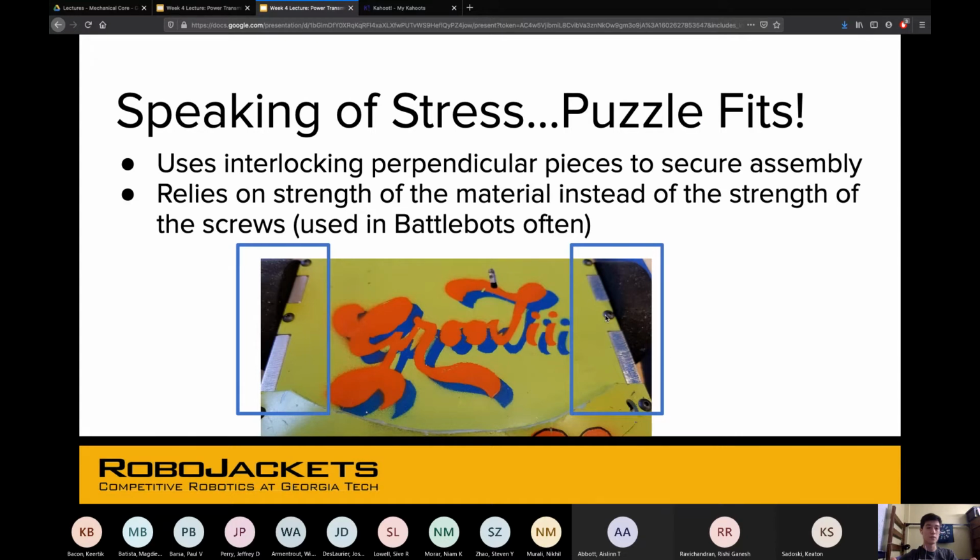Or you could just slap the sides of wood together and just screw it in. And so if you slap the sides of wood together, then the strength of that bond depends on the screws. But when you do this puzzle fit, it depends way more on the strength of the material, which makes them really cool looking and really useful.